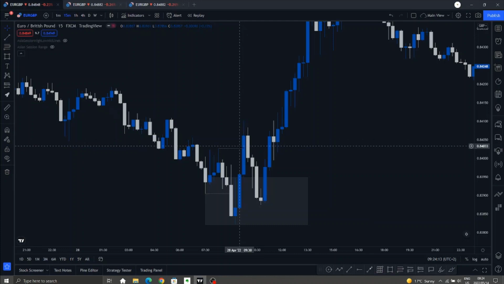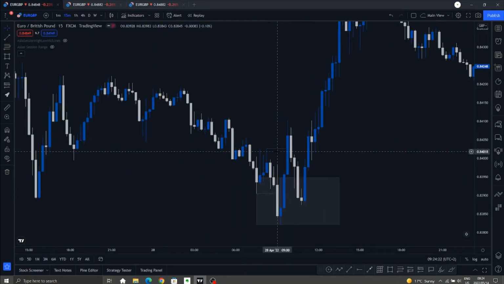And what does price action do? After forming your bullish change of character, price action pulls back, taps into your demand zone, and then it continues. Okay, so the bullish change of character played out.